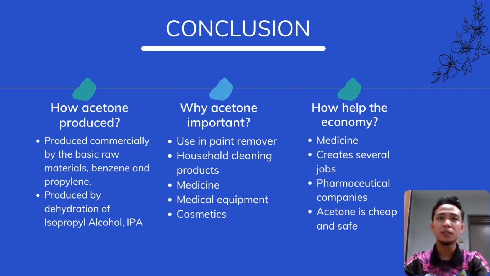The next part is, why is the production of acetone important for the market and our everyday life? Firstly, acetone is used in paint remover, which is essential in modern life. Not only that, many of our household cleaning products contain acetone. The most important usage of acetone is its usage in medicine, and acetone is also used in the sterilizing of medical equipment. Lastly, many cosmetics today also contain acetone.